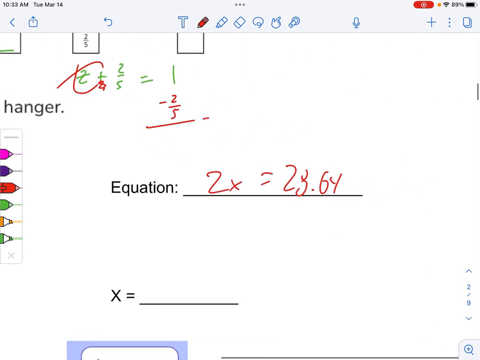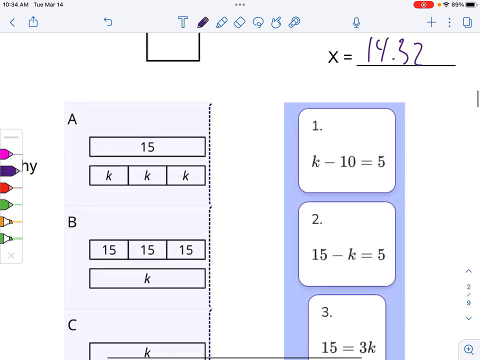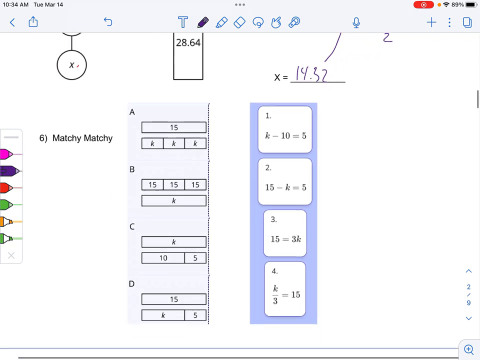Yeah, there's my equation. And to undo multiplication, I do division. So 28.64 divided by 2, and I should get 14.32. And that's the value of x. And I can find that out by just checking it real quick. 14.32 doubled is 28.64. Equal. Nice job. Now let's talk about this guy.